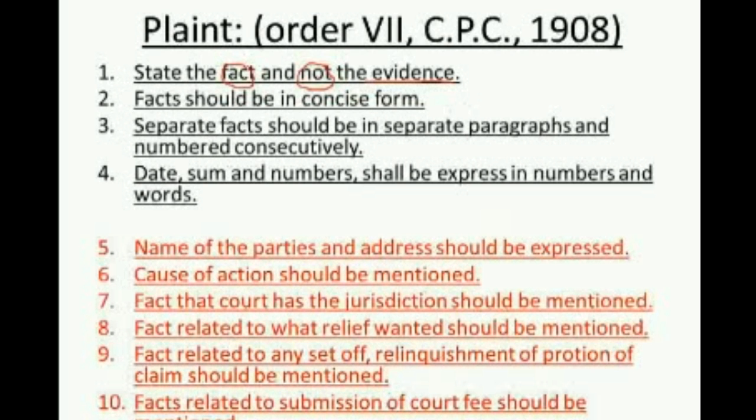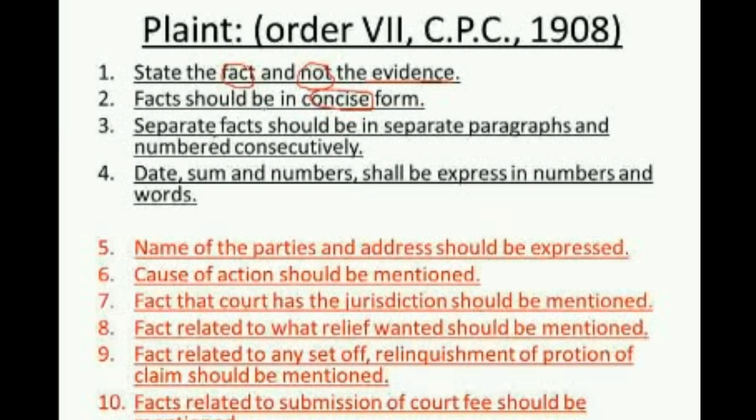Second one is facts should be in concise form. Concise means the shortest form. The fact should not be detailed. It should be brief. It should be as short as you can make it, to make your plaint easy to understand for the judges in the court.